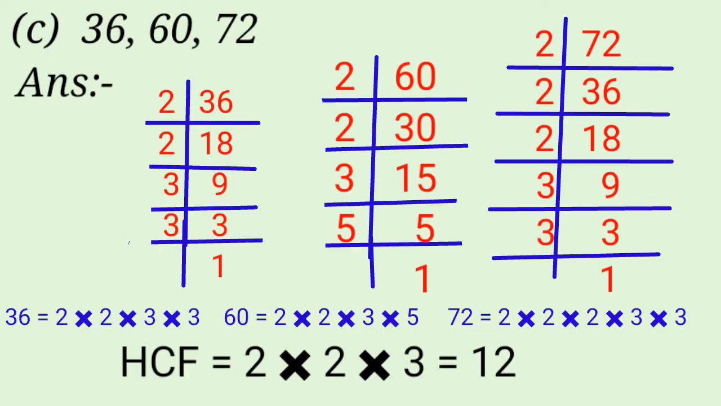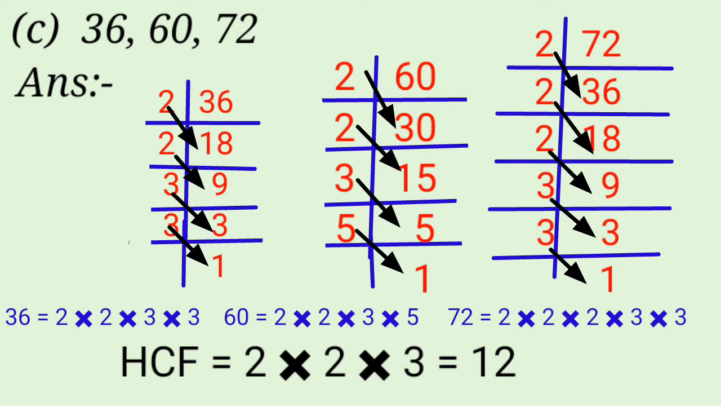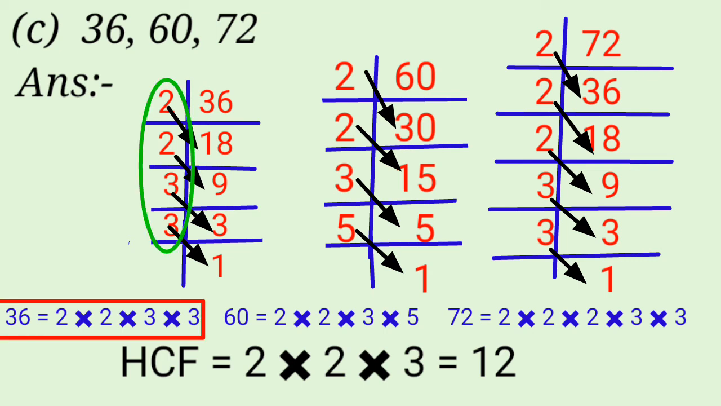Answer. C part is 36, 60, 72. So let's factorize 36. 2 into 18 is 36. 2 into 9 is 18. 3 into 3 is 9. 3 into 1 is 3. So we get 1 at the bottom. So factors of 36 is equal to 2 into 2 into 3 into 3.